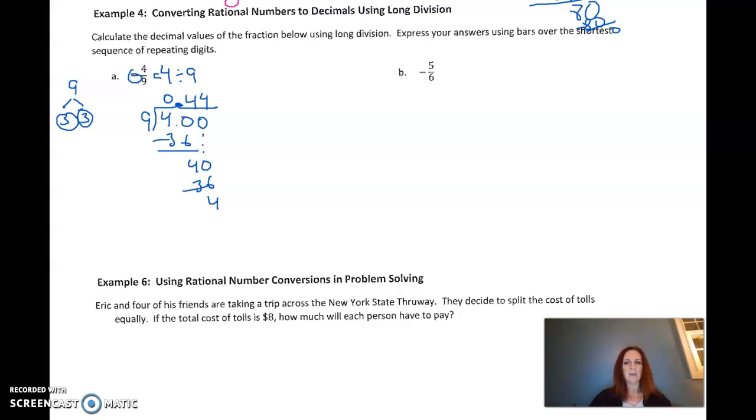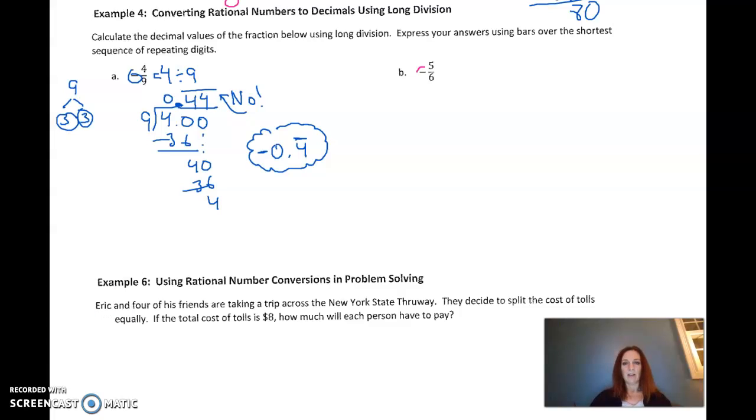I'm kind of thinking I'm going to get a repeating thing here, okay? Do not just keep writing digits. You want to write it with the bar up there, okay? You want to write it as 0.4, shortest sequence of repeating digits. We just put the bar over the 4. Going back, oop, it's negative. Don't forget to check for that.